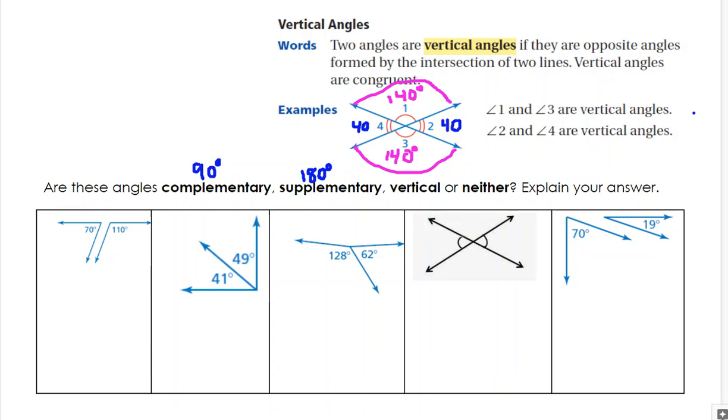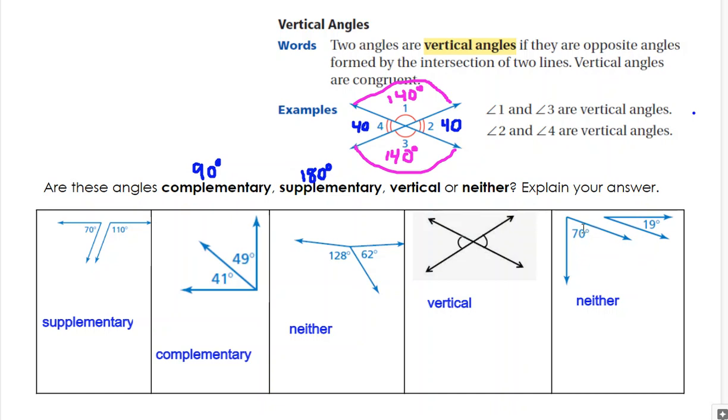All right, hopefully you paused the video and tried these on your own, and these are the answers you should get. So this one's supplementary, 70 plus 110 will give you 180. Supplementary is 180. This one's complementary, 41 plus 49 gives you 90. 90 is complementary. These two are neither. This one is neither, because 128 plus 62 would give me 190. 190 is nothing. That's not complementary or supplementary. It's neither. Right? This one is vertical. They're across from each other, right? Across from each other is vertical. And this one over here is neither.